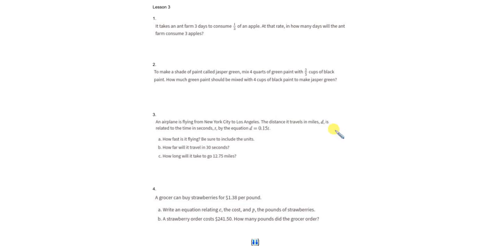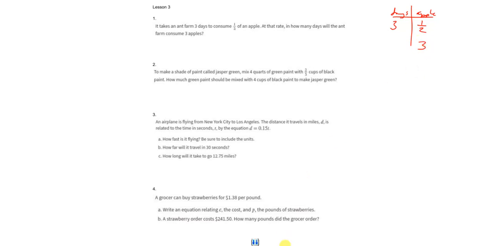Señor Catlin here. We're looking into lesson number 3 on our packet this week, Unit 4, and we've got an ant farm. So we've got 2 quantities, so we're going to make a little table. We've got days, and how much of the apple has been eaten by the ants. It takes them 3 days to eat half of an apple, and at that rate, continue with that proportion. How many days will it take the ants to consume 3 whole apples?